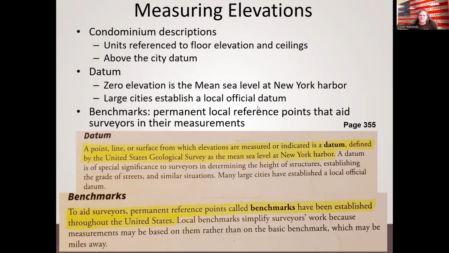So large cities establish a local official datum. They'll take that measurement from New York Harbor to them, and then they'll have a point at which all those local measurements are based from. And those benchmarks are those permanent local reference points that aid the surveyors that may state on them what that local elevation is. So highlight: datum is a point, line, or surface from which elevations are measured or indicated. And the datum is defined by the USGS as the mean sea level at New York Harbor.